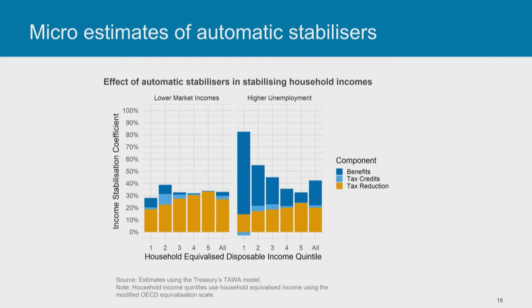These scenarios are chosen to illustrate how the automatic stabilisers operate through different channels. In the first scenario, taxes make the largest contribution to stabilisation, while in the second scenario, benefit payments are more significant. We see that transfers are relatively more significant for the lower quintiles than higher quintiles, as expected. And there are marked differences across income quintiles in the higher unemployment scenario. As an international comparison, we find that the average ISC of 33% for the income shock is the same as the average for European Union countries in a similar study. So further evidence that New Zealand's automatic stabilisers are around the average amongst OECD and European countries.